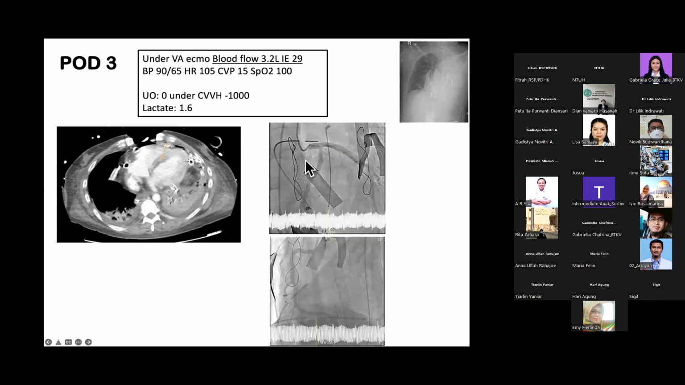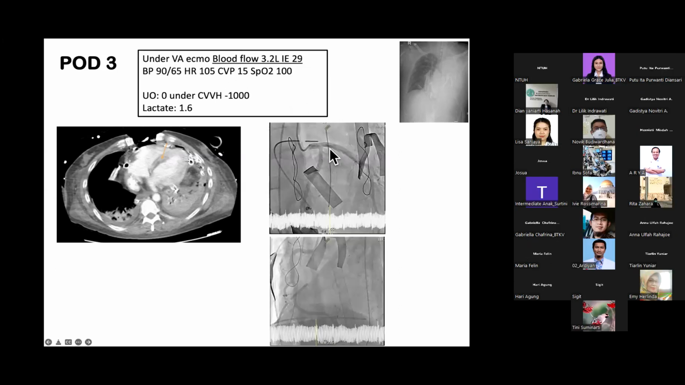But when we do the coronary artery disease check, there is no stenosis and no blood clot in the coronary artery. So it means it may be artifact, so we leave it alone.